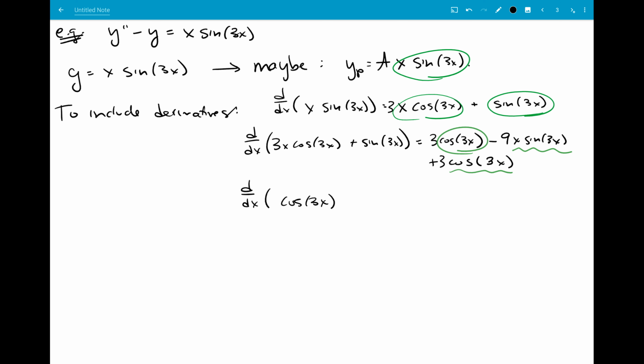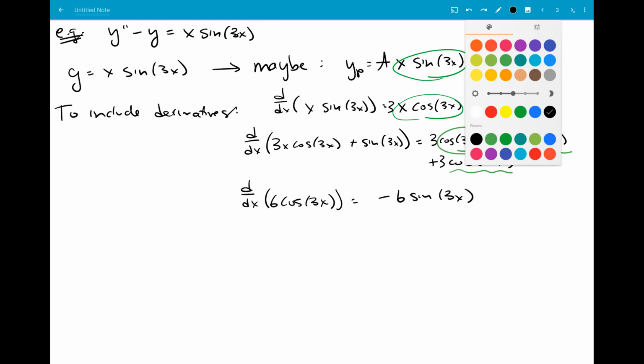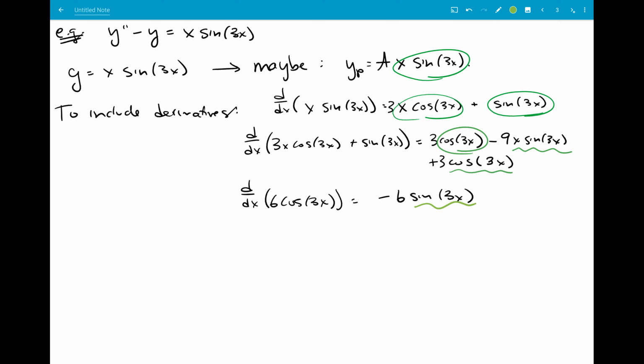Maybe you would see both the cosine 3x's and combine it to a 6. So that's what I'll do right here. And when I take the derivative of cosine, that just gives me a minus 6 sine 3x. But when I look at that, it's a term that already exists. So I could have stopped right there. It's the same as something I had before.